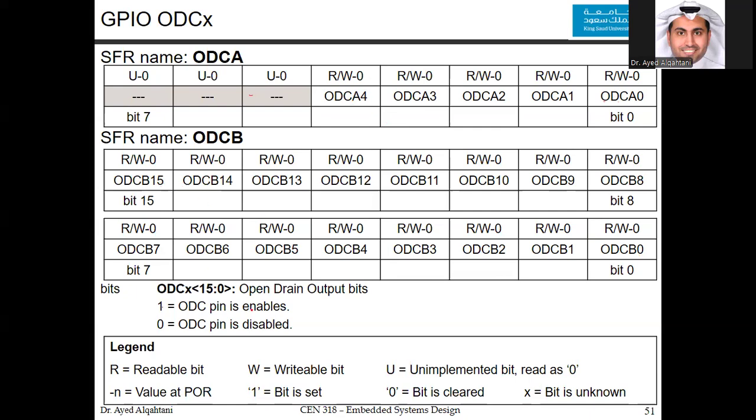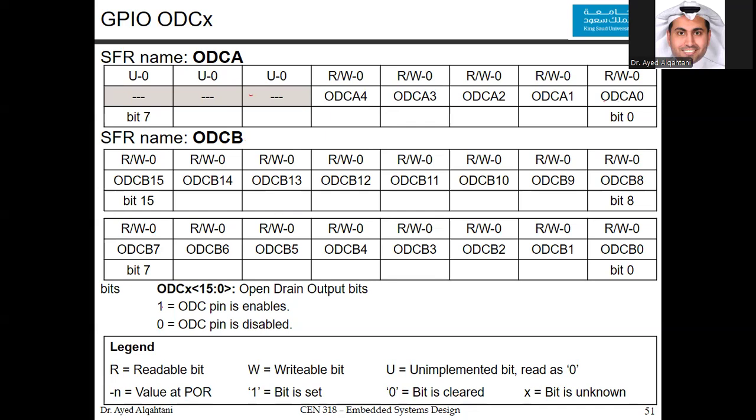If it is 1, it's enabled. If it is 0, it is disabled. And we said that we want to make it disabled since we want to put our own transistor because we know our system. This is for port A, ODCA, and this is for port B. If you want to configure the whole port, you would say ODCB.